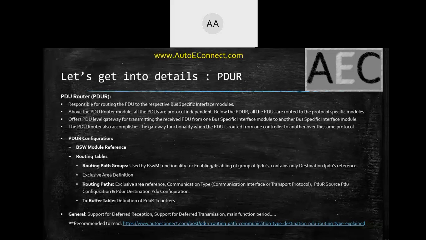And if you want the TX confirmation for a respective message, you can enable that transmission confirmation related parameter in the PDUR destination PDU module, where you can get the confirmation from the PDUR after the transmission is confirmed. And then the PDUR will give it to the upper level module, and the upper level module can process it, and then again it can have some TX confirmation.